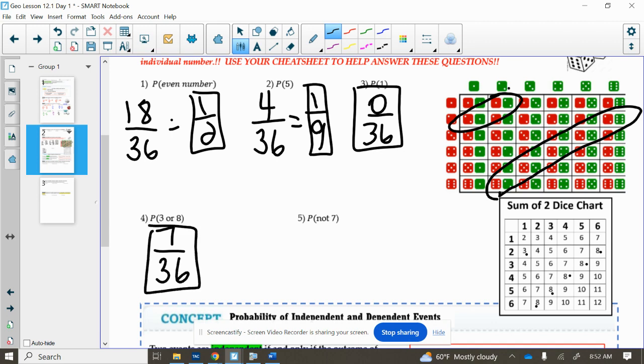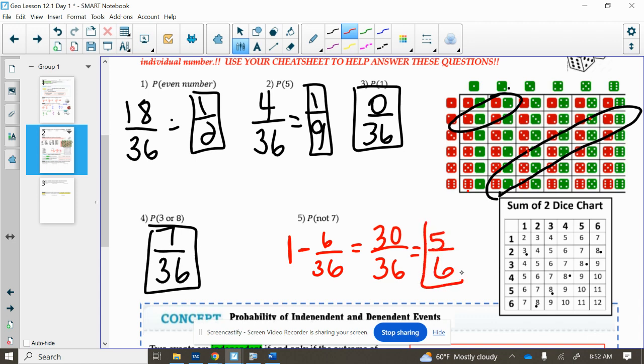And then our last one is not 7. So 7 is 1, 2, 3, 4, 5, 6 of these are 7. So think about 1 minus the 6 out of 36 that are going to result in a 7 would give us 30 out of 36 that would be a not 7. So that reduces to be 5 out of 6 would give us a value of not 7.